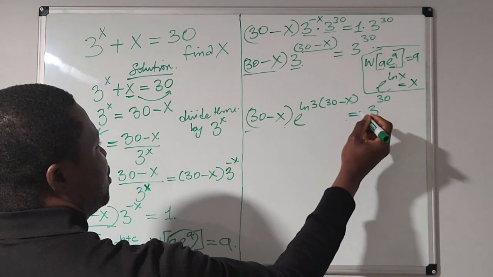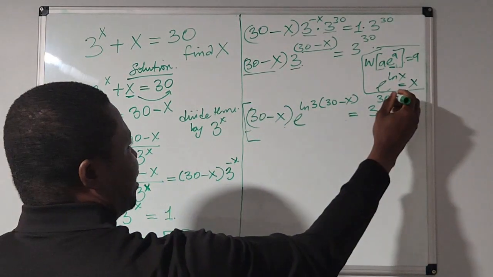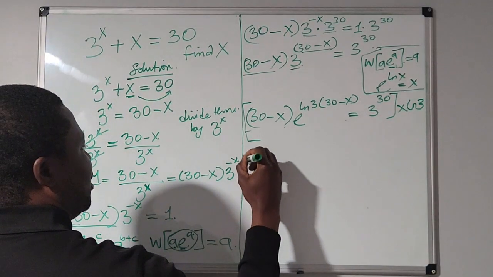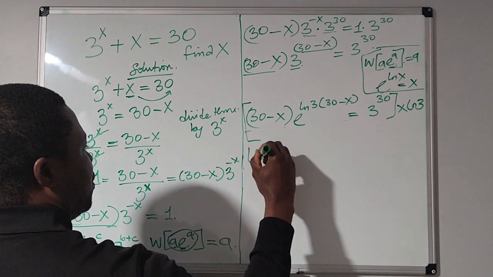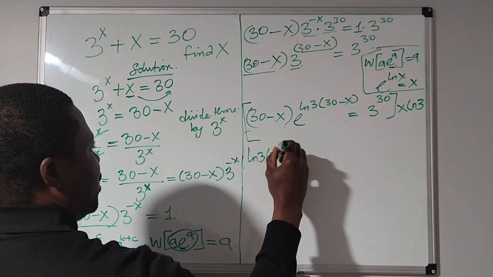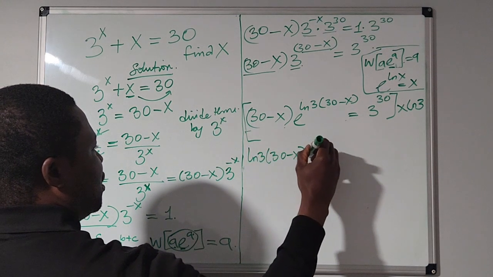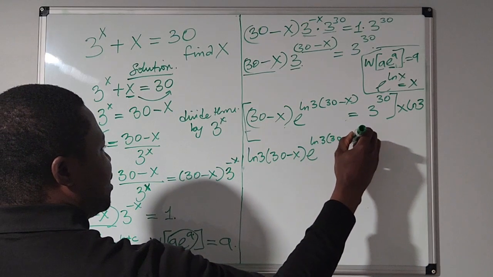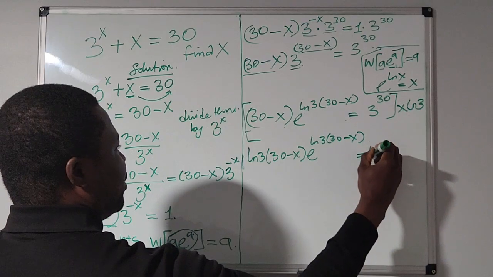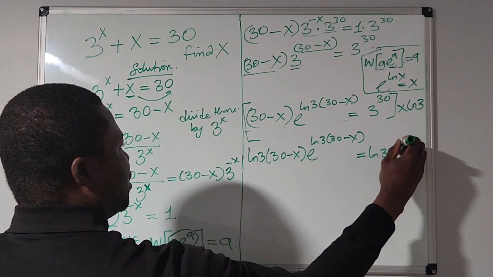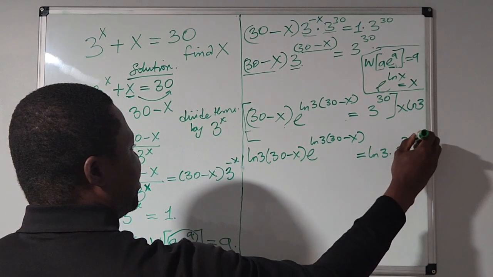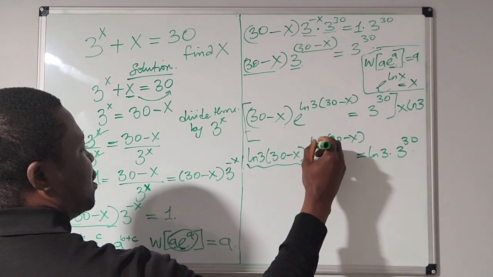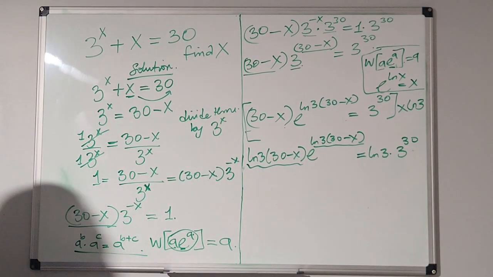So if we multiply both sides by ln 3, we have ln 3 (30 minus x) equals ln 3 raised to power 30 — e raised to power ln 3 raised to power (30 minus x) equals ln 3 raised to power 30. Okay, so now this is similar to that.